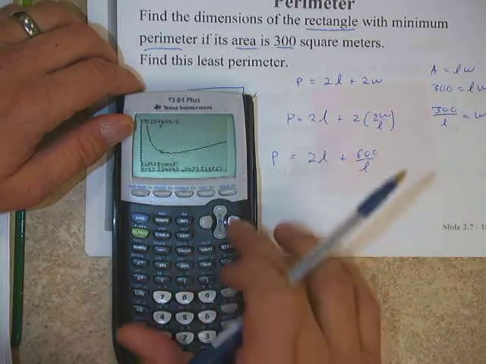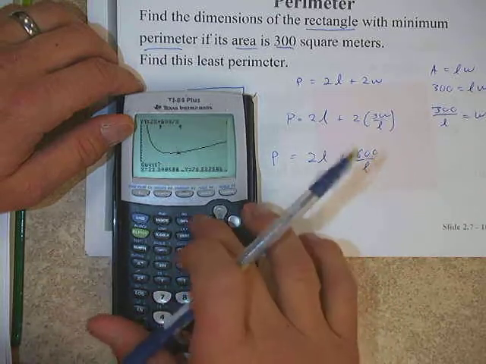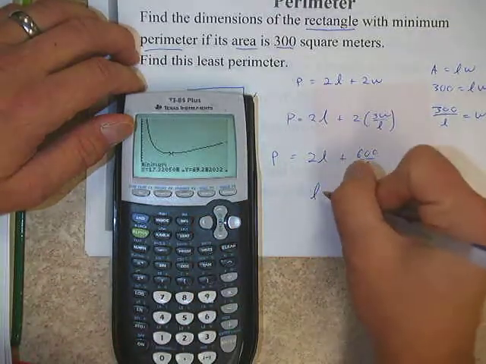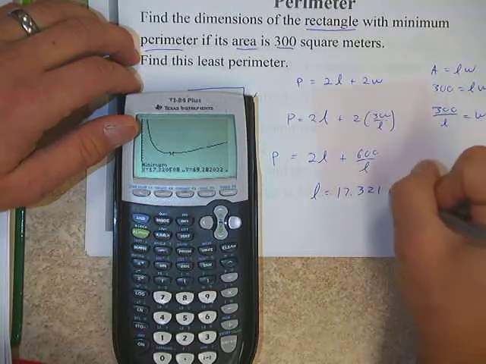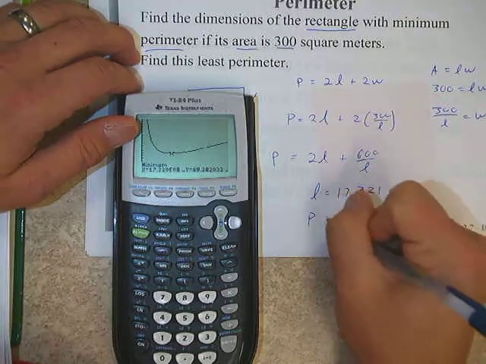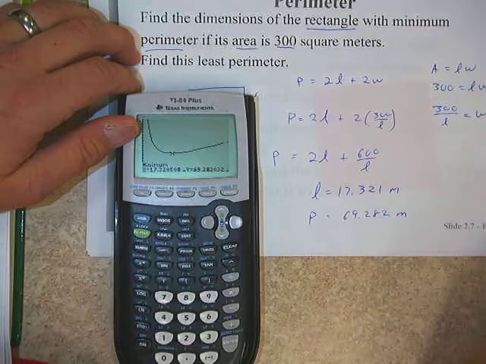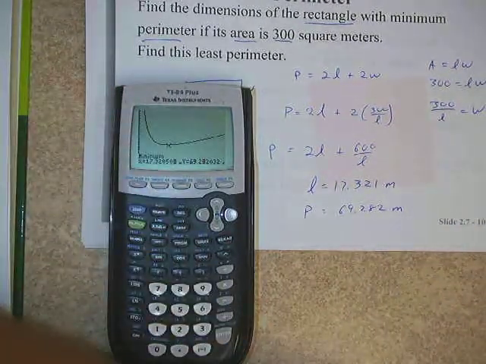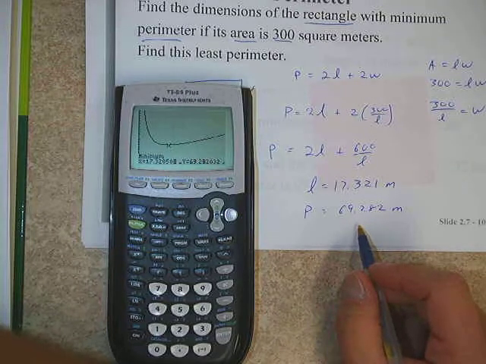You do second calculate, above your trace button, to get your minimum command. Go over to the left of the minimum and hit enter, go over to the right of the minimum and hit enter, then go back near the minimum and hit enter again. We get an L value of 17.321, keeping in mind this is in meters. And then the perimeter value here is 69.282, also in meters.